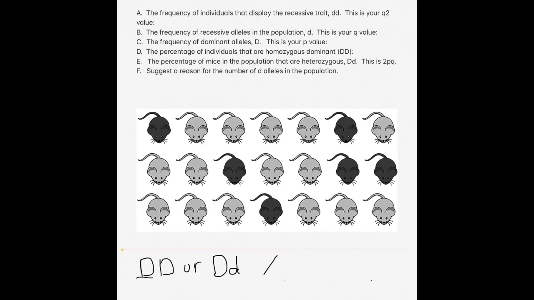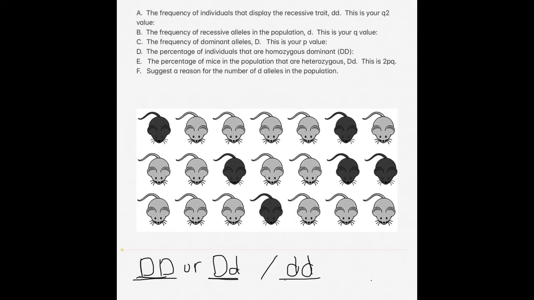Now, all that the word recessive means is that in order to be a light mouse, you have to have 2 lowercase letters. You have to be homozygous recessive. So remember, the whole purpose of doing these Hardy-Weinberg problems is that we know each one of those light gray mice is little d, so we know what their frequency of that allele is in the population. But all of the dark mice, we actually don't know which ones are homozygous dominant and which are heterozygous. If we want to figure that out, we have to do the Hardy-Weinberg equation.